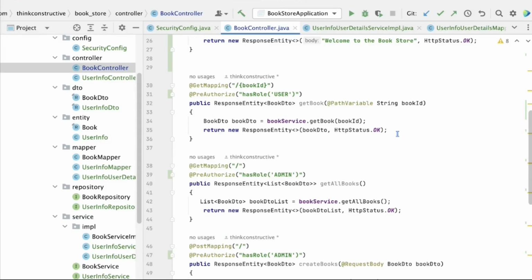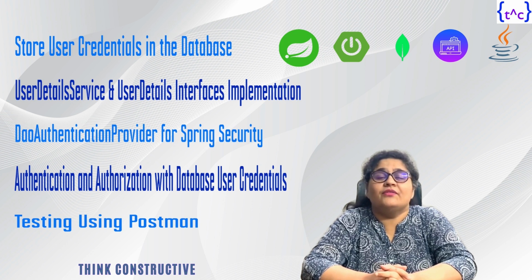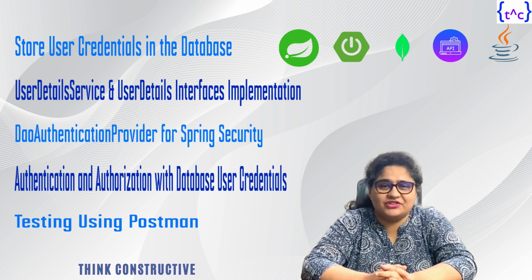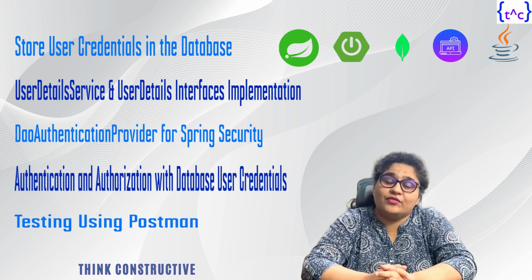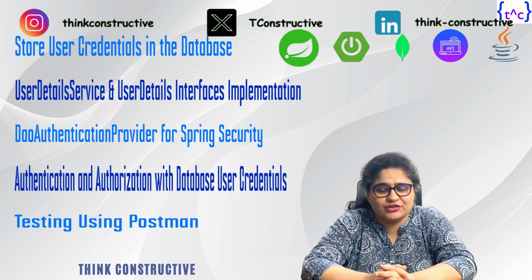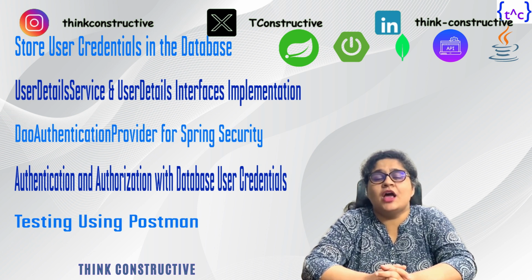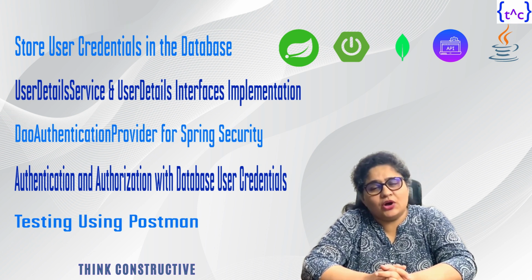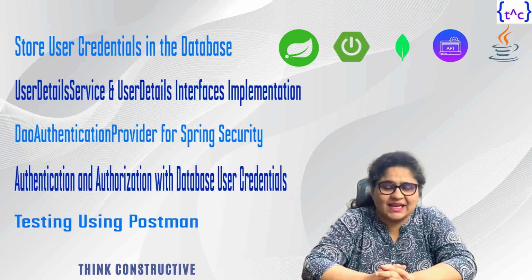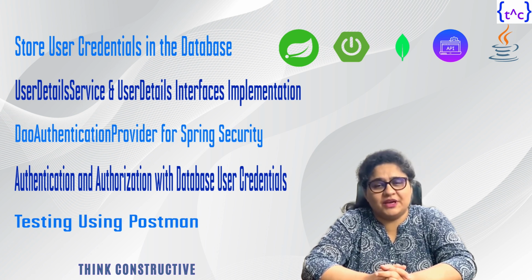Whatever coding we are doing, its GitHub link is mentioned in the description box below. Feel free to explore the code or get the code from GitHub and refer to it whenever needed. So in this session, we were able to store user credentials in the database. We developed the complete user information flow right from the controller till the database, and we used those login credentials for authenticating and authorizing our bookstore REST APIs using Spring Security.